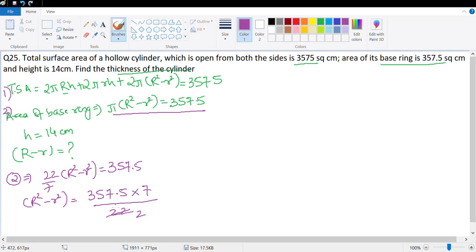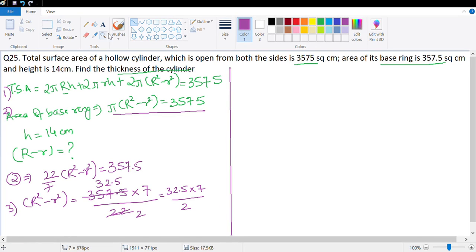That's 11 into 2, this is 11 into 3, 33. That's 27. That's 11 into 2, 22. That's 55. So that's 32.5. Therefore, this is 32.5 into 7 upon 2. That's the value of R square minus r square.